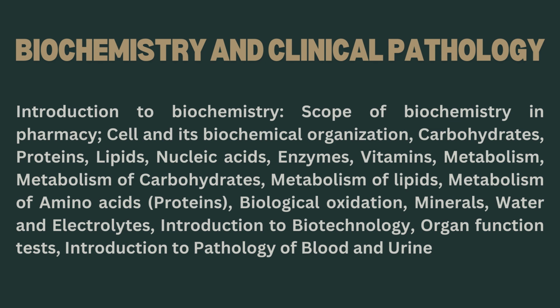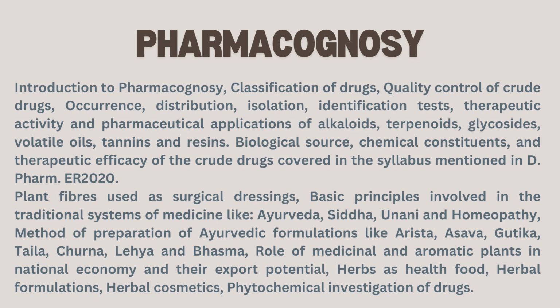Introduction to pathology of blood and urine. Pharmacognosy: introduction to pharmacognosy, classification of drugs, quality control of crude drugs, occurrence, distribution, isolation, identification tests, therapeutic activity and pharmaceutical applications of alkaloids, terpenoids, glycosides, volatile oils, tannins and resins. Biological source, chemical constituents, and therapeutic efficacy of the crude drugs covered in the syllabus mentioned in the D.Pharm ER 2020. Plant fibers used as surgical dressings.